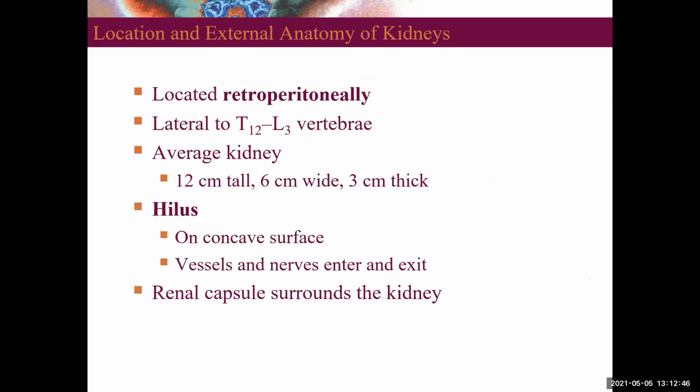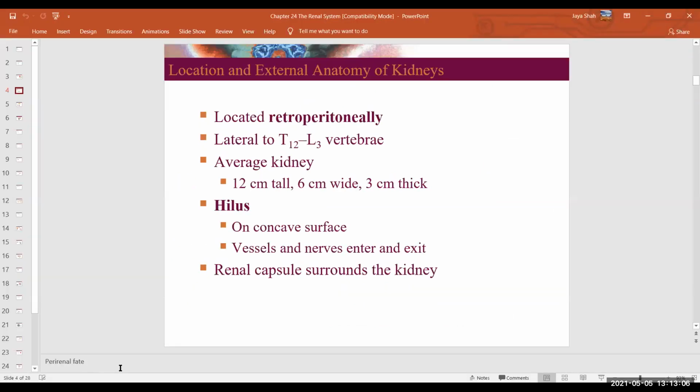Okay, so now, the location and external anatomy of the kidney. Where exactly is the kidney located in our body? They are retroperitoneal, which means the kidneys are behind the peritoneum. If the peritoneum is not covering them, the kidney has a high chance of getting infection. That's why the kidney has several coverings. So let's see here the covering of the kidney.